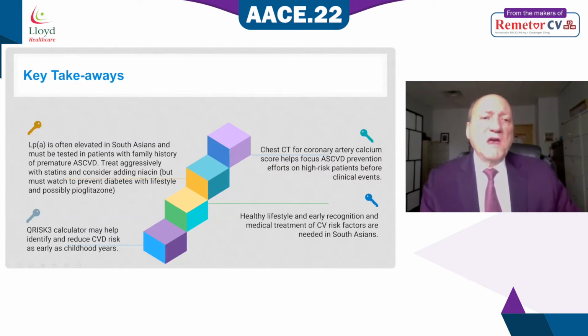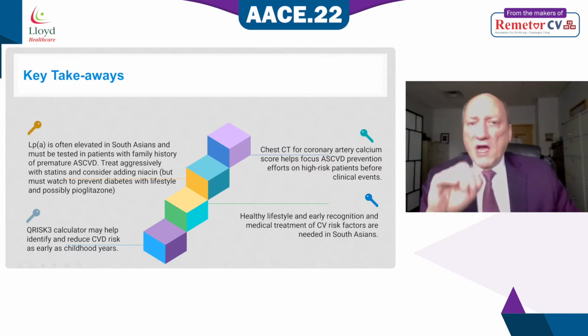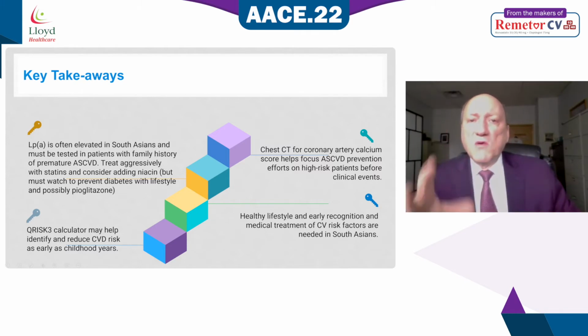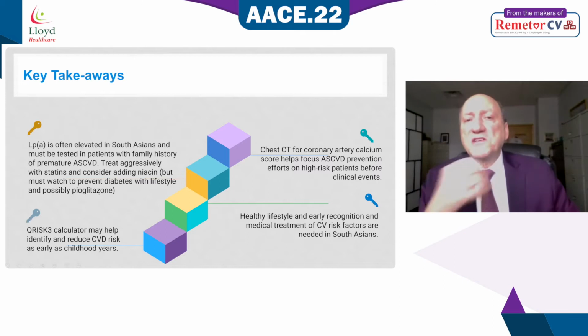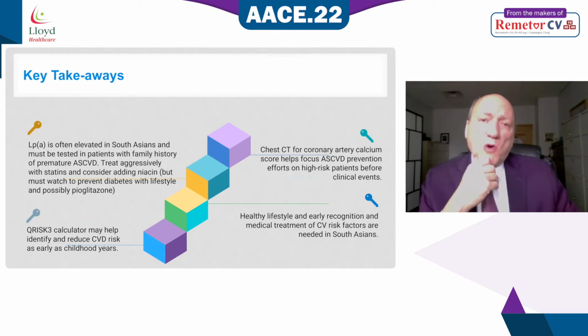Lipoprotein(a), very common. The health behaviors, the dietary habits, these are all very important. So the takeaway: LP(a) is often elevated. It's a very important risk factor. Please measure lipoprotein(a) in all of your high-risk patients. Anyone with a prior event, anyone with diabetes, anyone with a positive family history, measure that LP(a) and see if it's elevated. If it is, then we need to treat more aggressively with statins. Consider adding niacin, but then we have to watch to prevent diabetes with lifestyle and possibly pioglitazone. If you have access to them, the PCSK9 inhibitors are actually very good also for lowering LP(a) and for reducing risk. So we have several treatments.